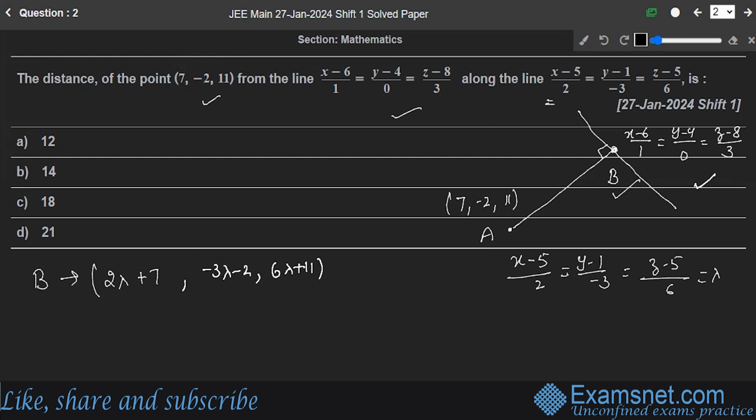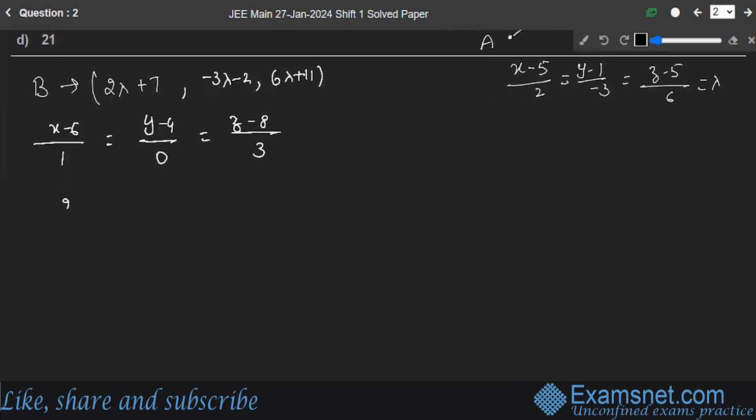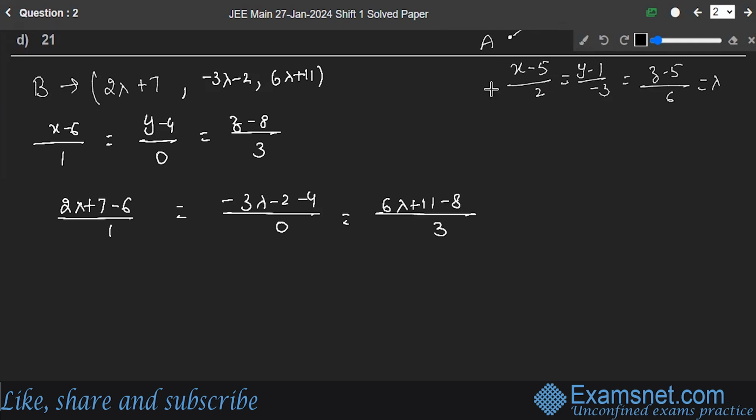So therefore, the given line was (x minus 6) upon 1, (y minus 4) upon 0, (z minus 8) upon 3. Let's fill in the x, y, z values over here. You will have (2 lambda plus 7 minus 6) upon 1, (minus 3 lambda minus 2 minus 4) upon 0 is equal to (6 lambda plus 1 minus 8) upon 3. So from here, you have minus 3 lambda minus 6 equal to 0, or lambda is equal to minus 2.